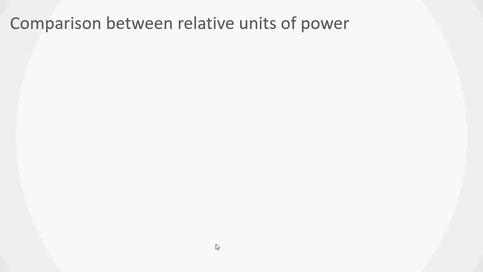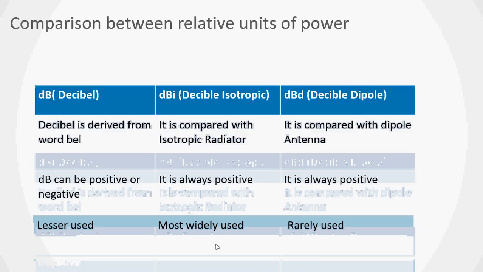So now we discuss three types of relative units. First is decibel, which is derived from bell. Other is dBi. Third one is dBd. So I have again prepared a table for your easy understanding of the difference between these three units.